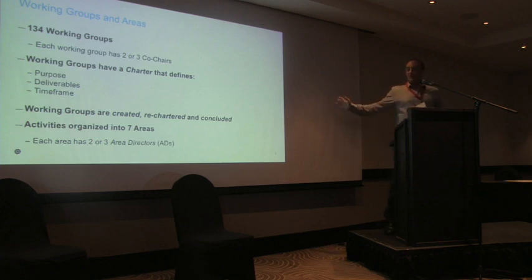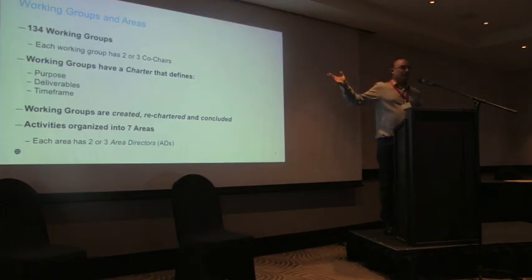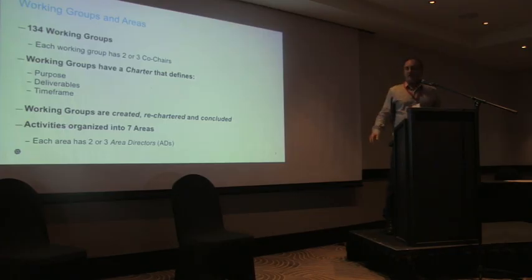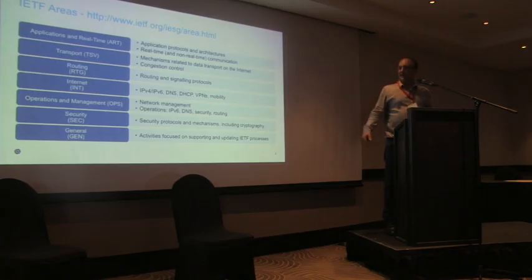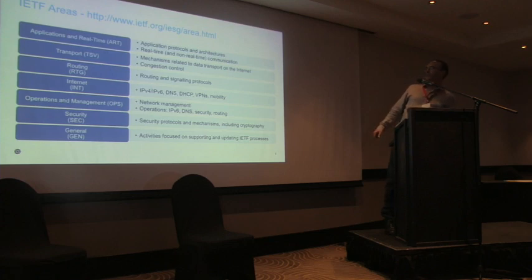These working groups are themselves organised into 7 different areas, which are led by an area director, and they're quite important in determining which drafts may make it to an RFC standard. Those are the 7 areas, covering a variety of things: applications, routing, the internet. So things like IPv4, IPv6 and DNS fall under the internet area. TLS, where would that fit? That would probably fit under applications, I guess.